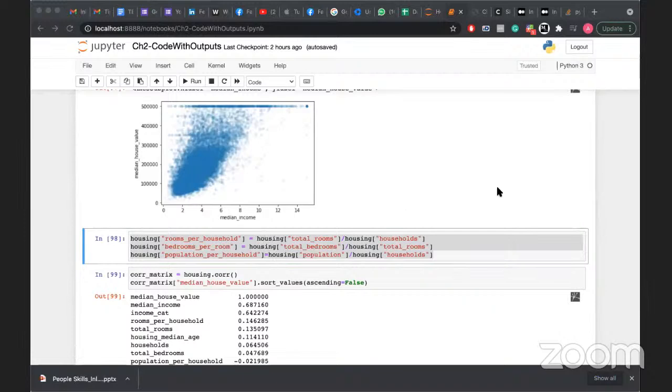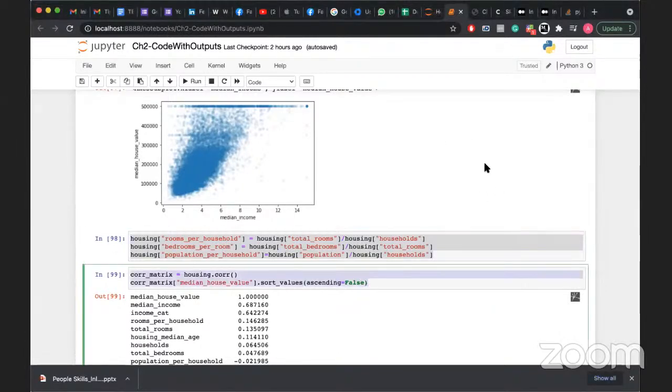Please execute this code and compute the new correlation matrix values. Once you're done with this, please let me know.